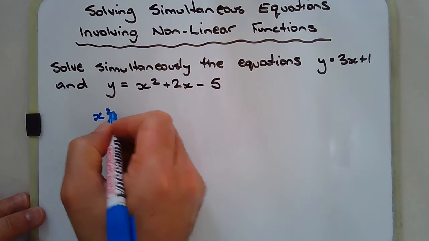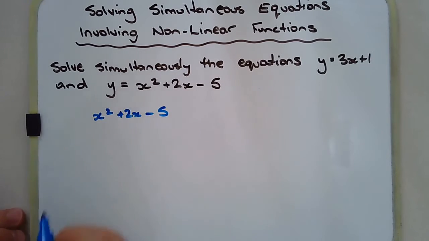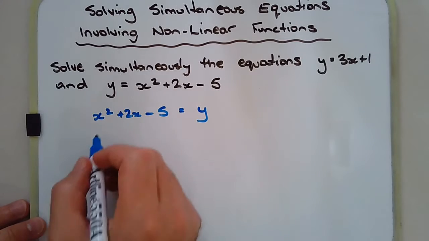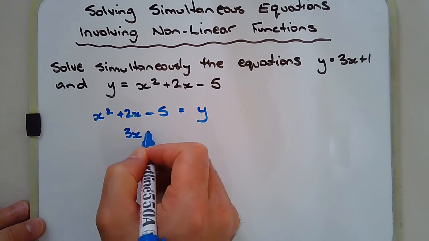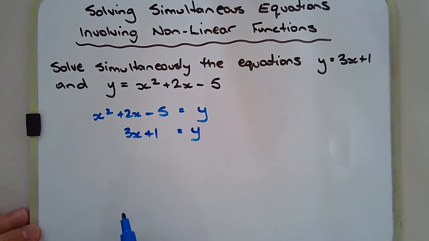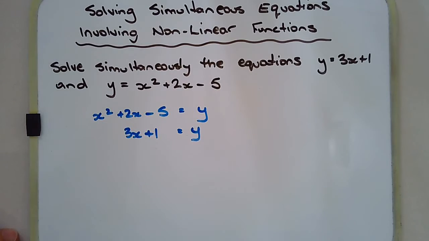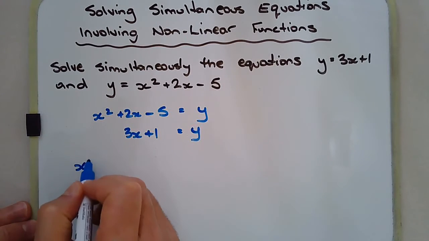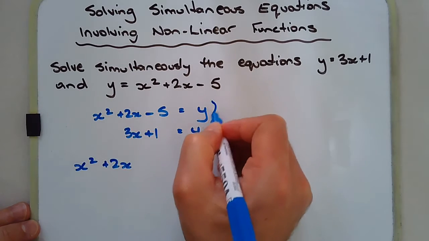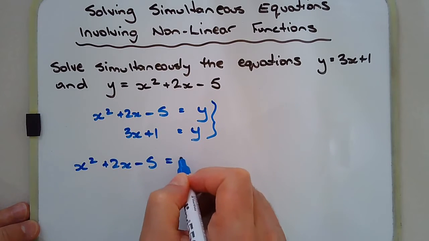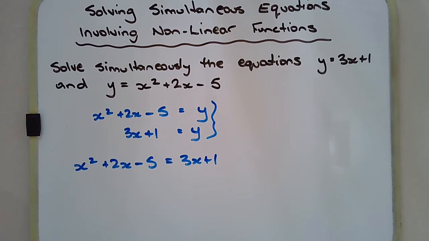So x squared plus 2x minus 5. I'm just going to write them back to front, so reverse the left-hand and the right-hand sides. And then the linear equation, 3x plus 1 is equal to y. Since it's the same pronumeral y, they're not two different y's, and it is equal to both of these left-hand sides, the two left-hand sides themselves must be equal to each other. So x squared plus 2x minus 5 must be equal to 3x plus 1.